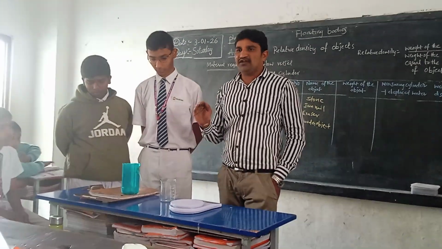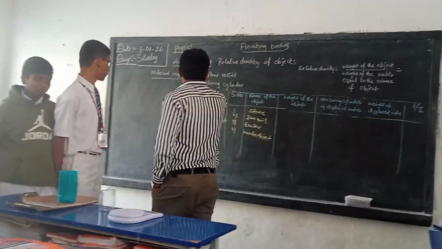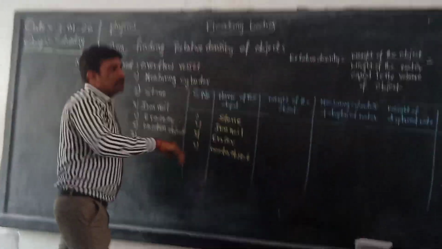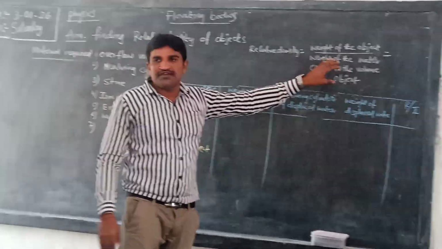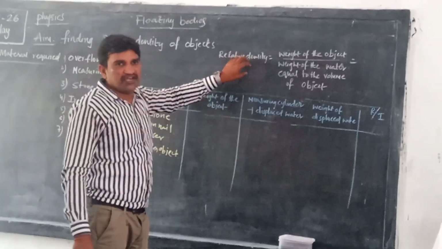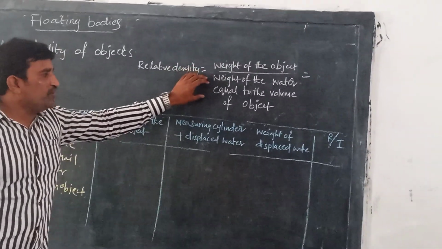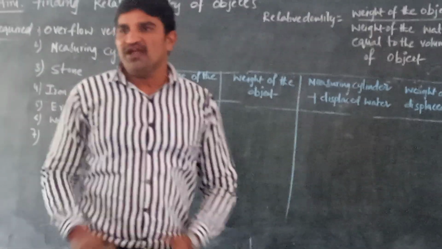Relative density of the objects. How to find the relative density of the objects? By using this formula, we have to find the relative density of the objects. So relative density of solid objects, the formula is weight of the object by weight of the water equal to the volume of the object.